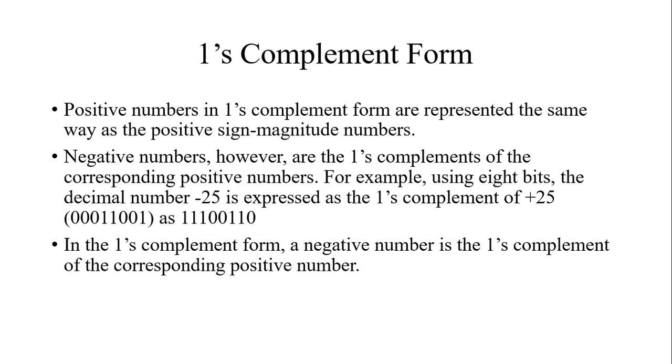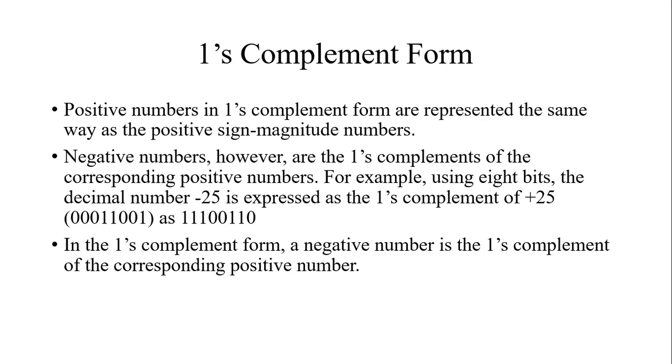One's complement form. Positive numbers in one's complement form are represented the same way as positive signed magnitude numbers. Negative numbers, however, are the one's complement of the corresponding positive numbers. For example, using 8 bits, the decimal number minus 25 is expressed as the one's complement of plus 25. This is plus 25 and this is the one's complement. So these bits represent minus 25 in one's complement form.